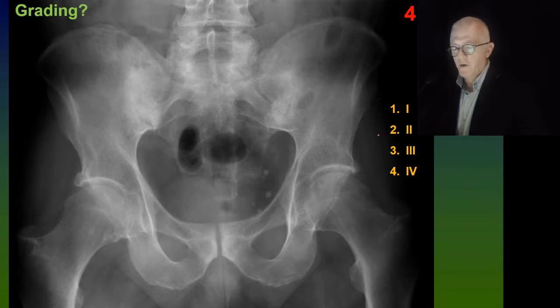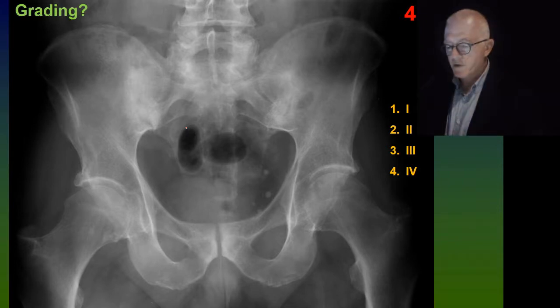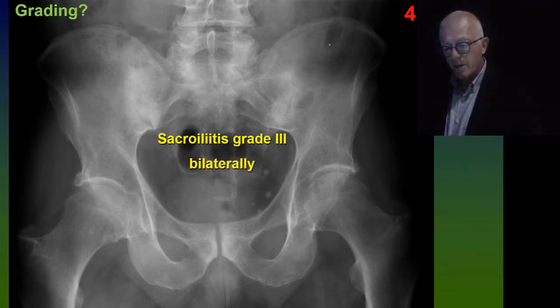Three. Only one answer, but this answer was correct. Thank you very much. So what we see here is sclerosis, erosions, partial ankylosis, not total ankylosis, so it's bilateral grade 3.